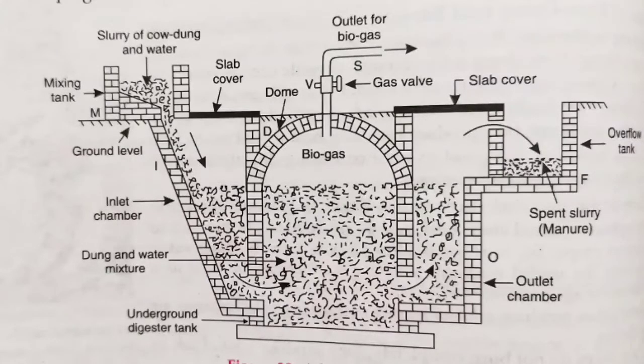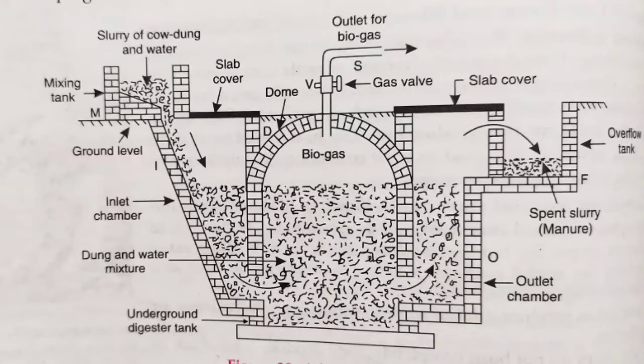So cow dung and water are mixed in equal proportion in the mixing tank M to prepare the slurry. So उसमें cow dung और water जब mix होता है equal proportion में, so क्या prepare होता है? Slurry. So this slurry of cow dung and water is fed into the digester tank T through the inlet chamber I. So the digester tank is filled with the dung slurry up to the cylindrical level, the dome being left free for the collection of biogas.